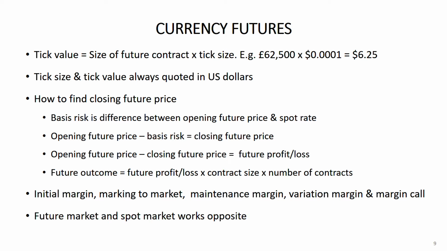Next, future market and spot market work opposite. This you need to know. That means if you are getting a profit in the future market, you are getting a loss in the spot. And if it's a loss in the future, you are getting a profit in the spot. In short, it is offset. The profit from one market and loss from the other market, they're offset, right? It's becoming offset.